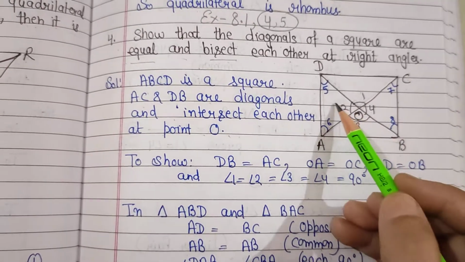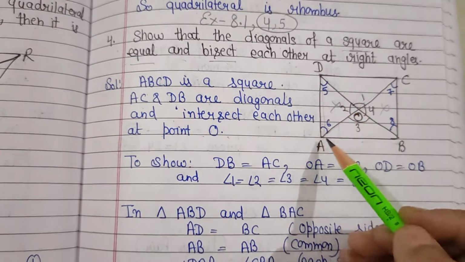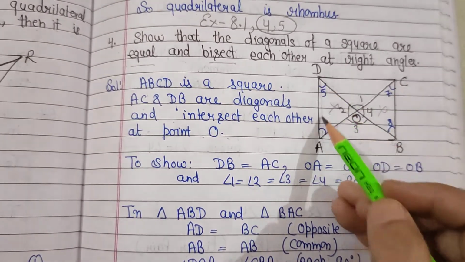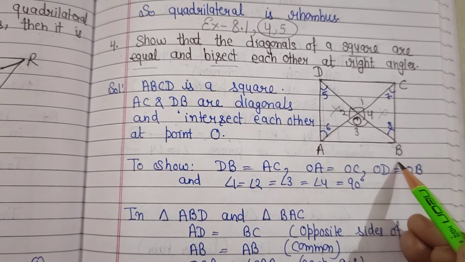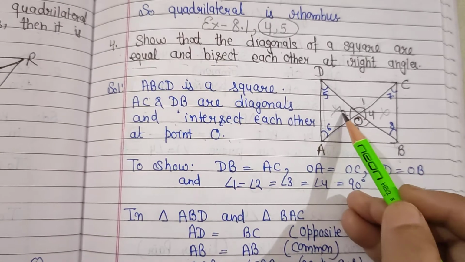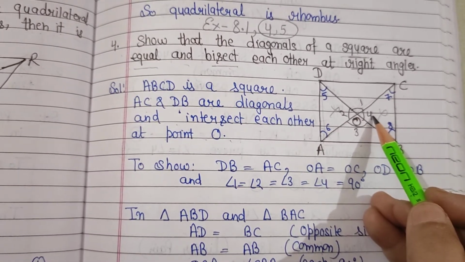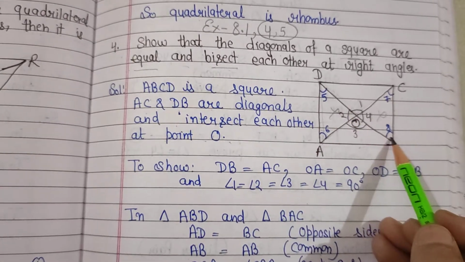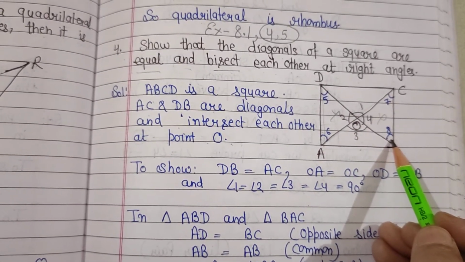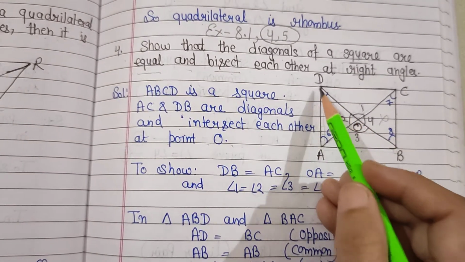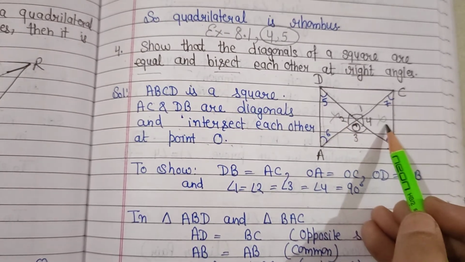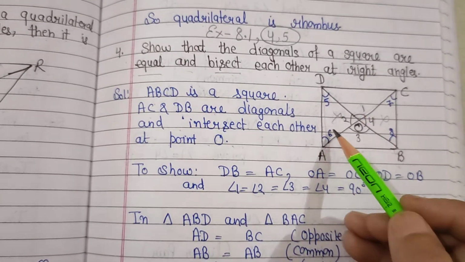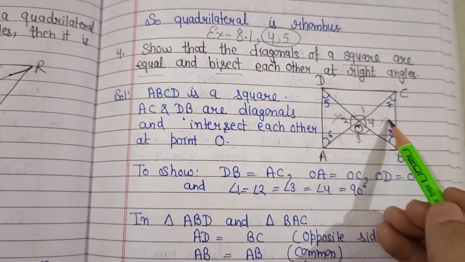For the second part I am taking these two triangles AOB and COD. Here AB is equal to DC, opposite sides of the square. Angle 2 is equal to angle 4, vertically opposite angles. Angle 5 and angle 8 are alternate interior angles. So we can say by angle side criteria, both the triangles are congruent. So by CPCT, OD is equal to OB and OA is equal to OC.